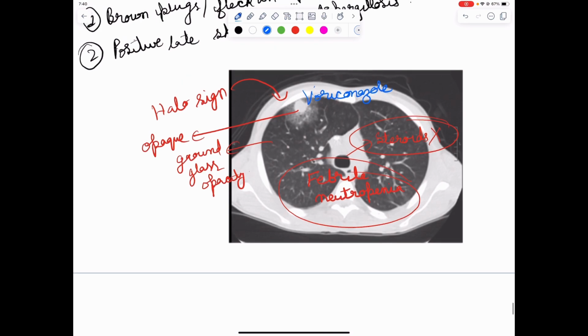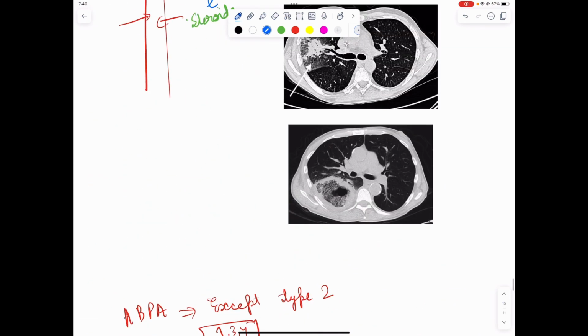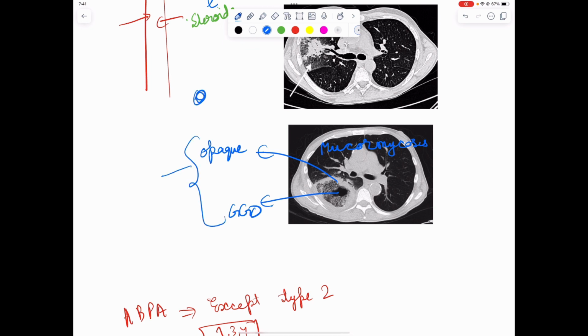Now we move towards mucormycosis. What is mucormycosis? In mucormycosis the center has ground glass opacity with an opaque surrounding. So this is exactly the opposite of the halo sign. In halo sign, there was a central opaque area, and then there was a region of halo. But here the thing is reversed entirely, 180 degrees.